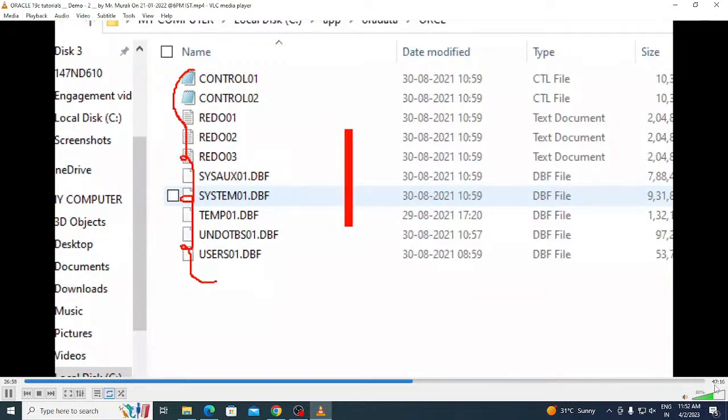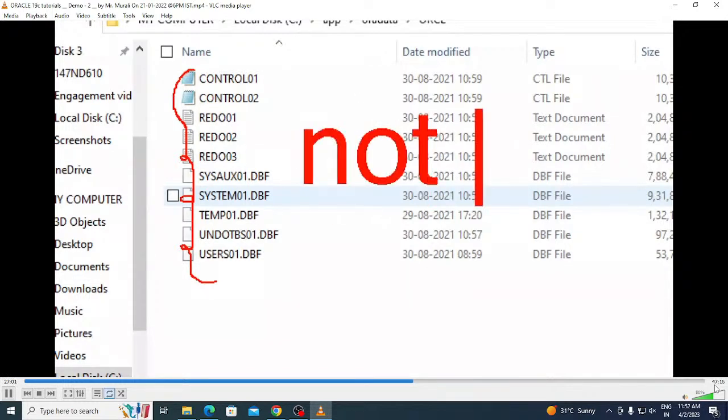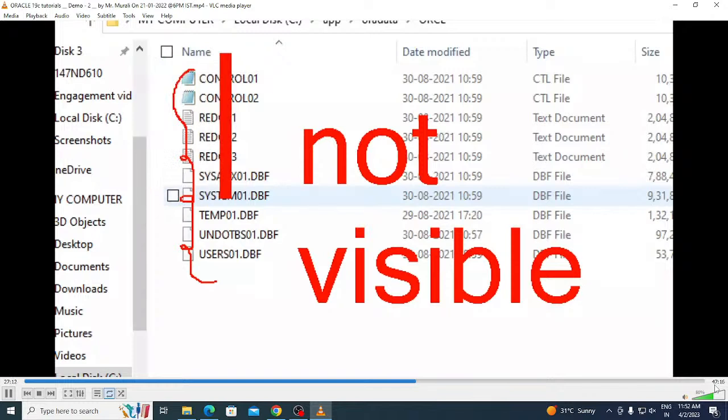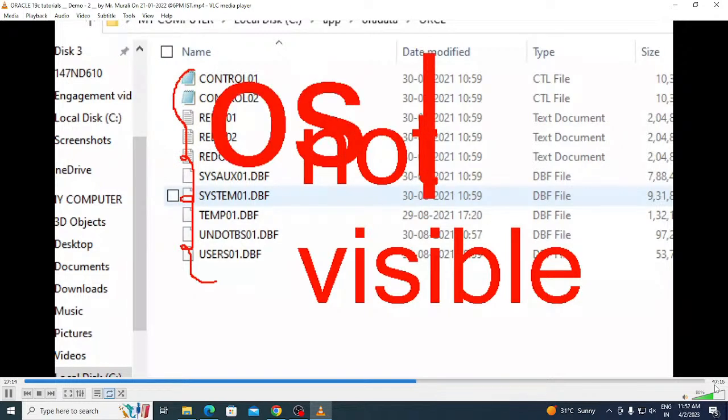Very good. Not visible. Are you observing or not? This is not visible. That's why a structure which is not visible in the operating system, OS, is called a logical structure. Very, very important. Tables are not visible in the C drive, D drive like that. Views are not visible in the C drive, D drive, E drive like this. Indexes, functions, procedures are not visible. That is visible in a database, okay, I agree. But unfortunately, that is not visible in the operating system.